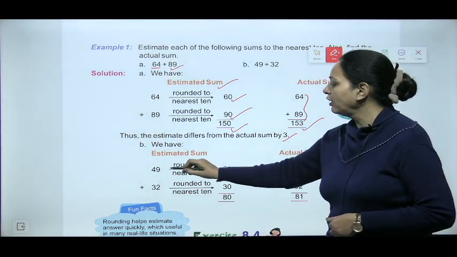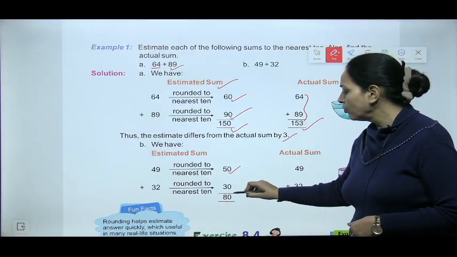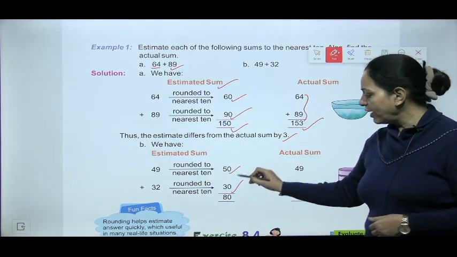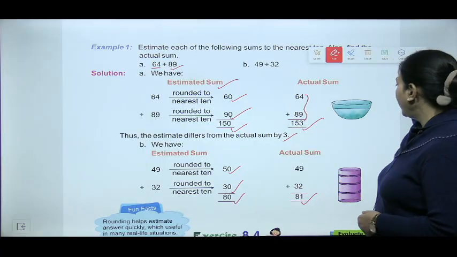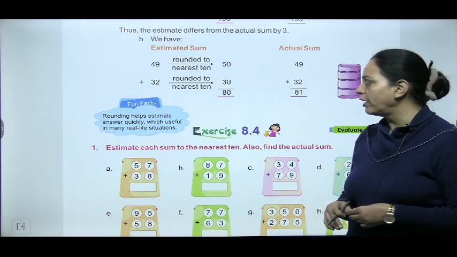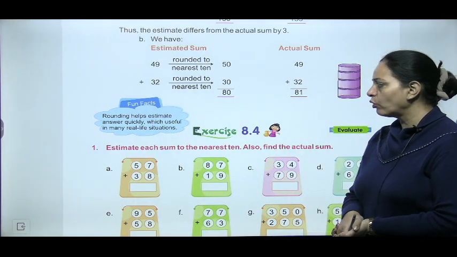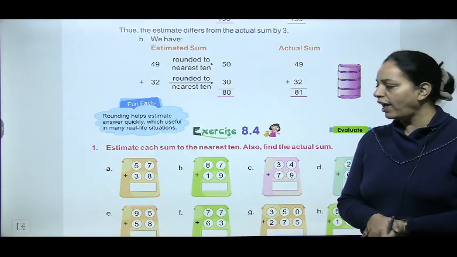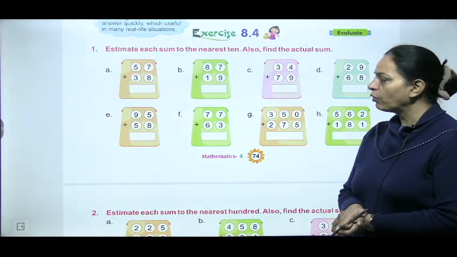Now the next B part 49 plus 32. So 49 is nearer to 50 and 32 30. Their estimated sum is 80 and the actual sum is 81. So what is the difference among them? Only 1. Now fun facts. Rounding helps estimate answer quickly, which is useful in many real life situations.